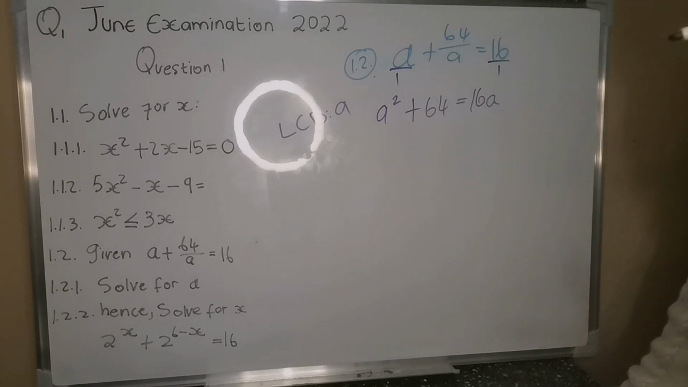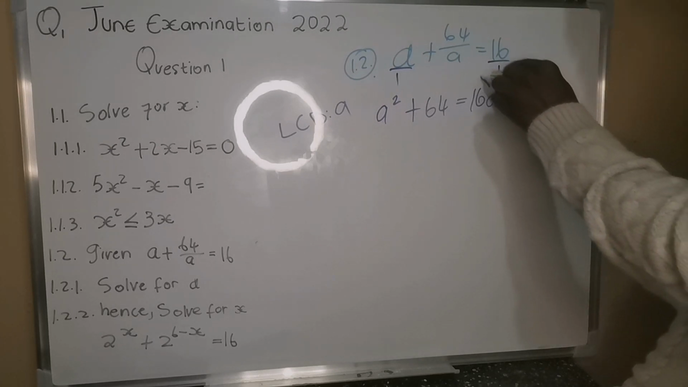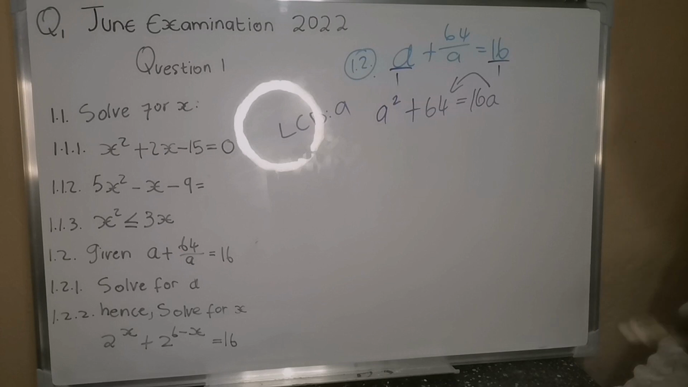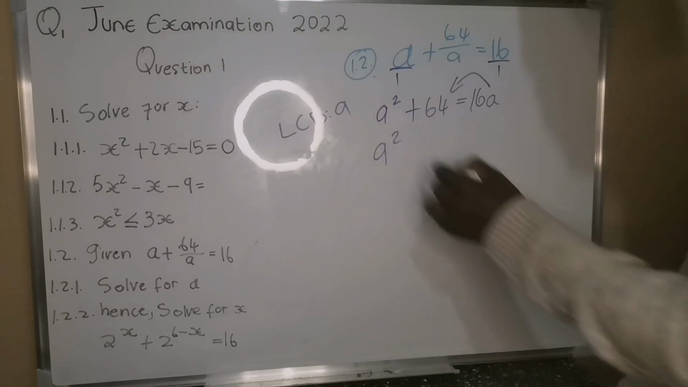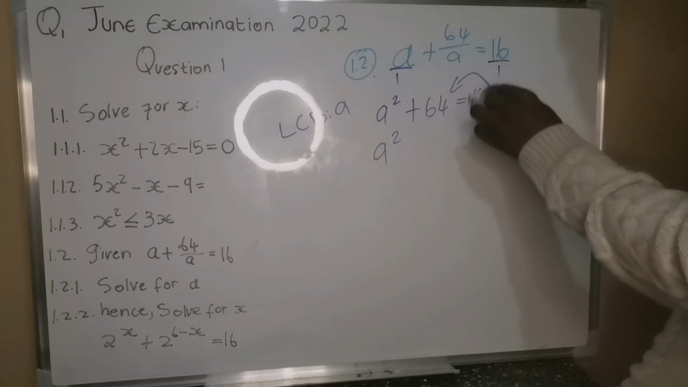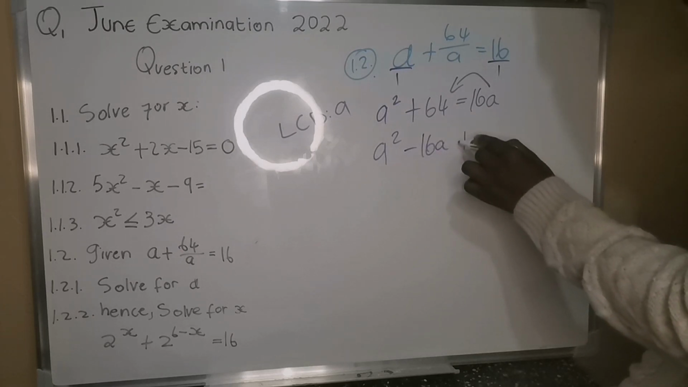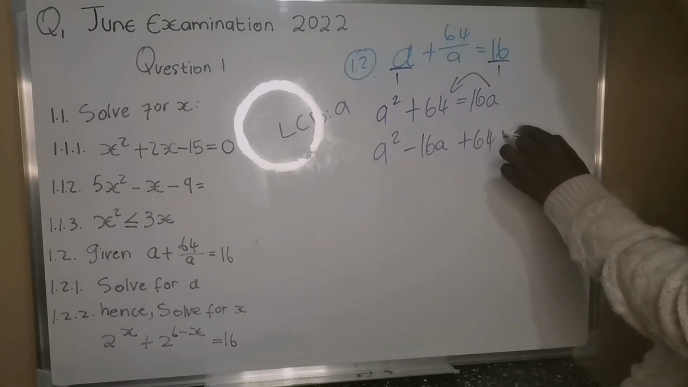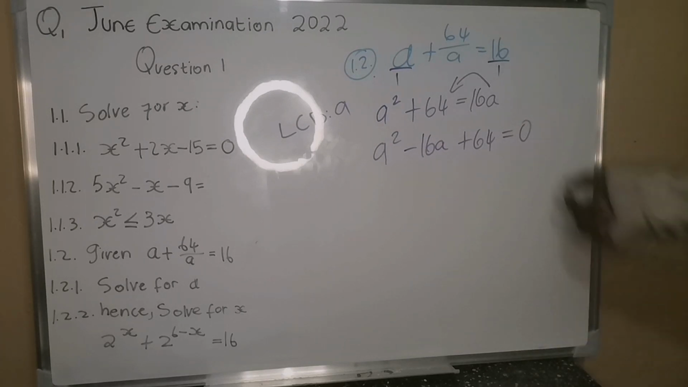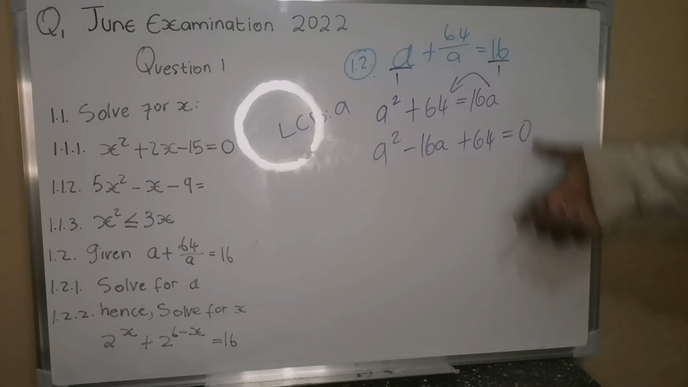For you to recognize that this is a quadratic equation, you must have a 0 on one side. So you're going to transpose this 16a to the left. So I'm going to have a squared, you write it proper, common is plus, minus 16a plus 64 equal to 0. This is how it looks like. This is the correct one here.